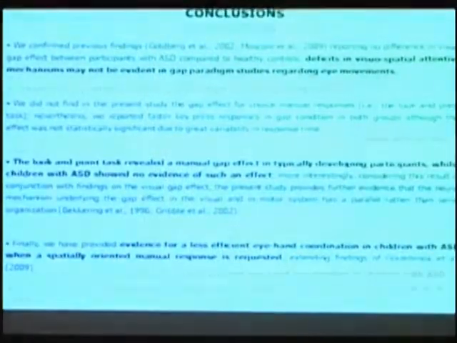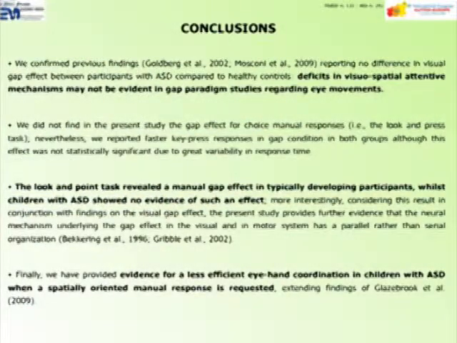In conclusion, we confirm previous findings reporting no difference in visual gap effect between participants with ASD compared to healthy controls. Deficit in visuospatial attentive mechanisms may not be evident in gap paradigm studies regarding eye movements. The look and point task reveals a manual gap effect in typically developing participants, whilst children with ASD show no evidence of such an effect.